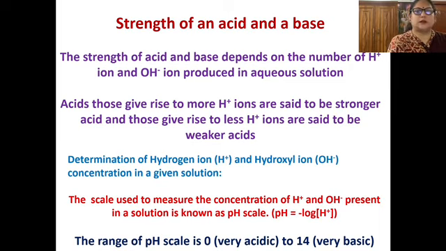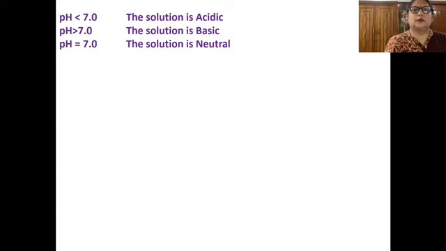So how can we determine the hydrogen ion concentration and hydroxyl ion concentration in solution? Here we consider a scale known as the pH scale, which is used to measure the concentration of H plus ion and OH minus ion in solution. The range of the pH scale is from 0 to 14. With the help of the pH scale we can measure the pH value of solutions. In our laboratory we have pH paper and pH meter also. With their help we can determine the strength of acid, that means the pH value of acidic and basic substances.